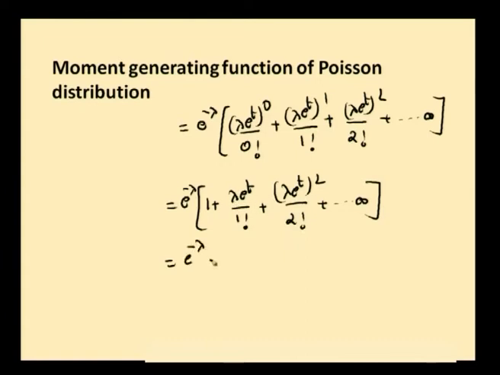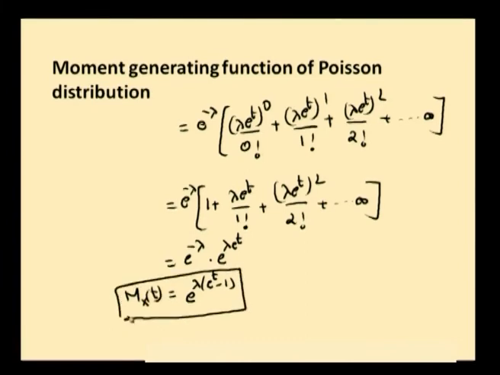So, e power minus lambda e power lambda e power t. This is written as e power lambda into e power t minus 1. This is the moment generating function of Poisson distribution. Next, we shall arrive at the additive or reproductive property.